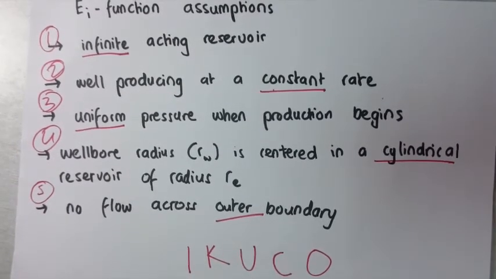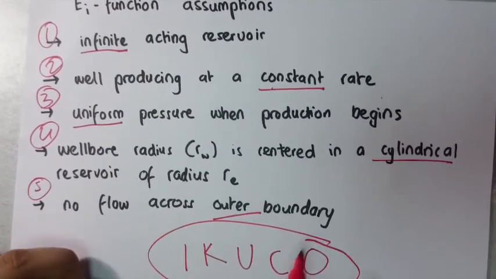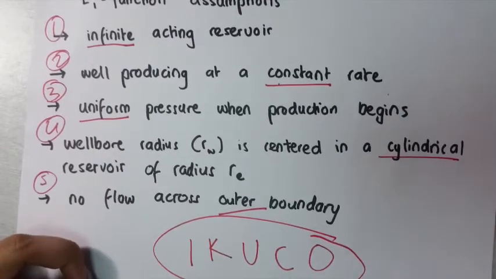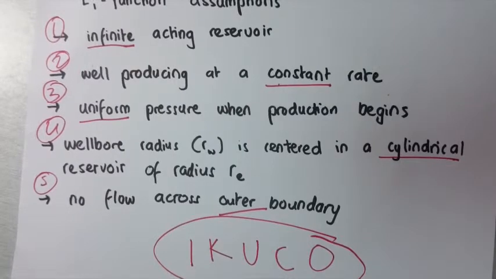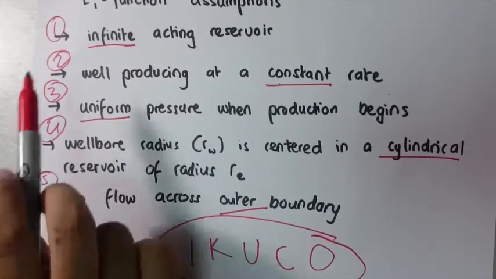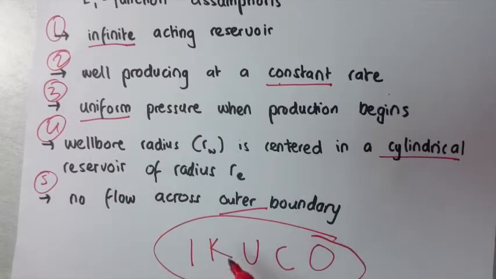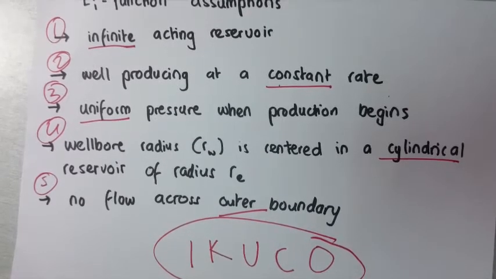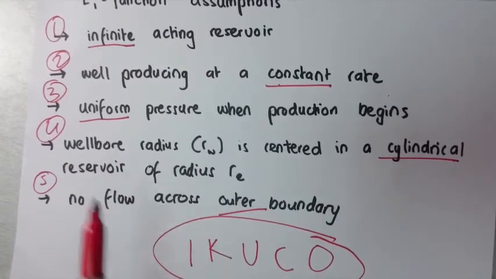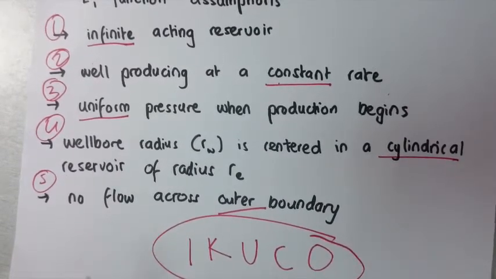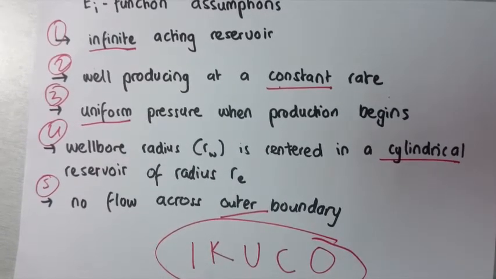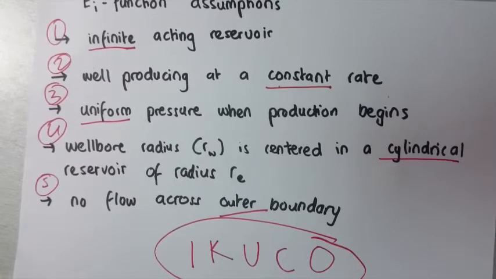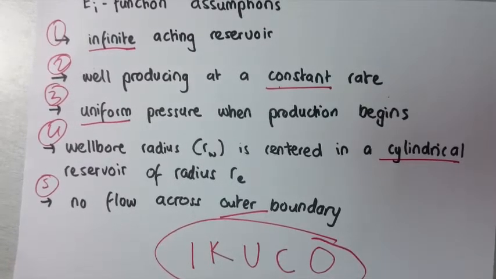Now, how do you memorize them? I have written this over here, IKUCO. What does it mean? It's because I have highlighted the keywords of all the assumptions. I stands for infinite, K is for constant rate because in mathematics K is mostly for constant, U for uniform, C for cylindrical, and O for outer boundary. And with that, IKUCO is a simplified version of how you memorize these assumptions.